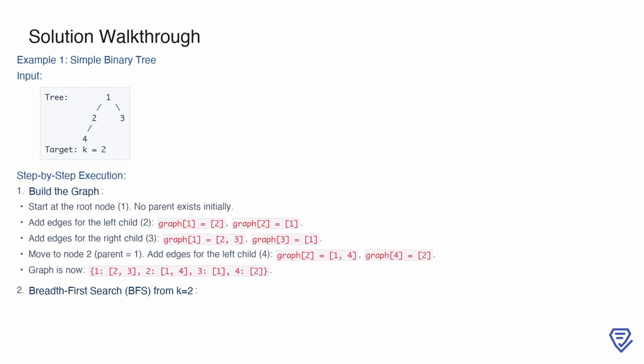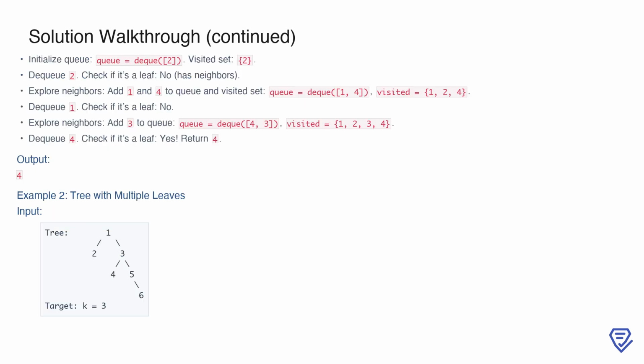With the graph built, we proceed to perform a breadth-first search starting from the target node, which is k equals 2. We initialize our queue with the target node, q equals deque([2]), and the visited set is {2}, to keep track of nodes we've already processed. Dequeuing node 2, we check if it's a leaf. Since it has multiple neighbors, it isn't. We then explore its neighbors, nodes 1 and 4, adding them to the queue and marking them as visited. The queue becomes deque([1, 4]), and the visited set is {1, 2, 4}.